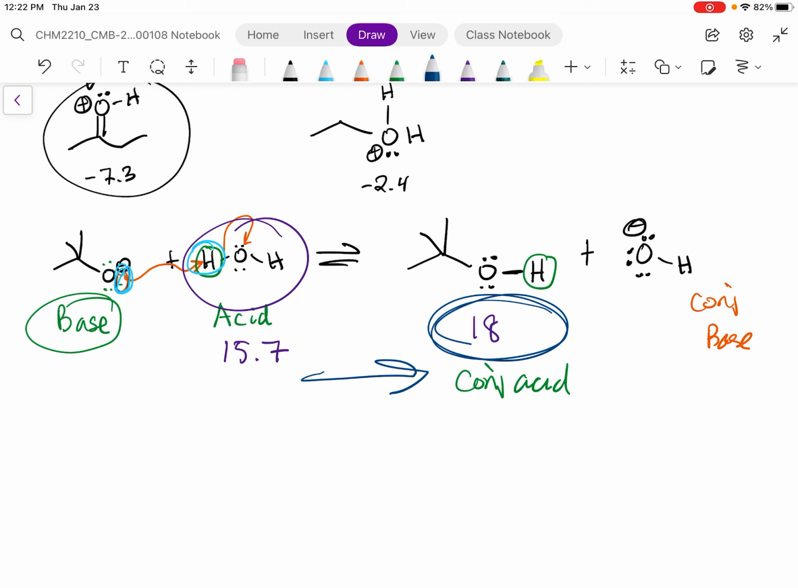Okay. The next thing that we need to know is how far to the right. Is it 10 times more to the right? 1,000 times more to the right? We've got to get some kind of number. And so to figure out which side is favored and by how much, we use the pKa's once again. Now all we have to do is take the pKa's. 18 minus 15.7 is what? 2.3?